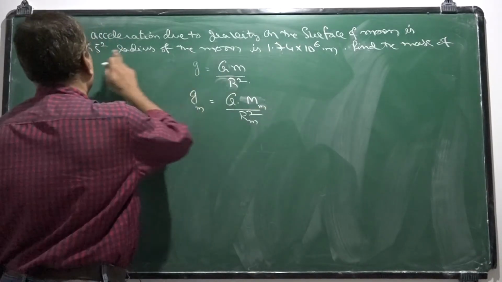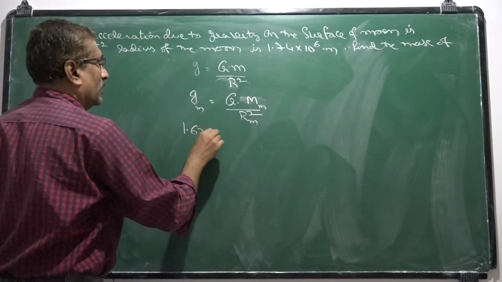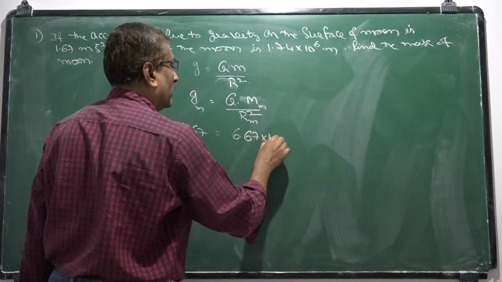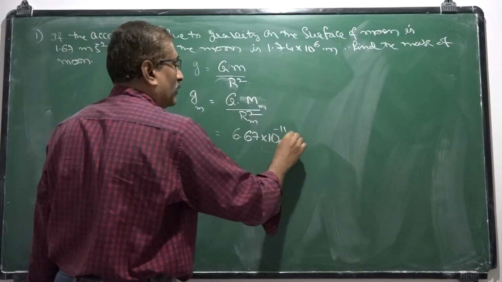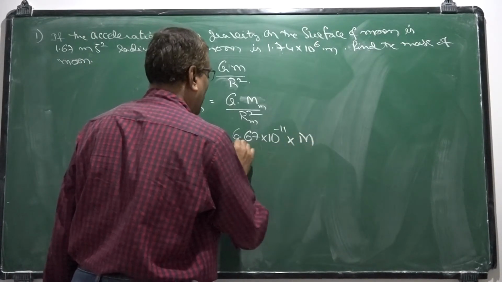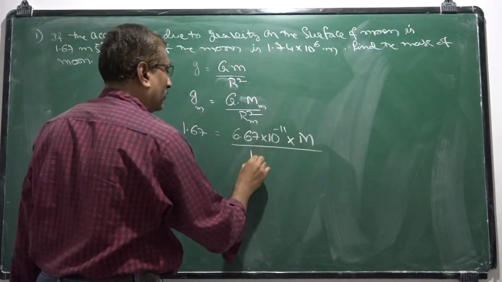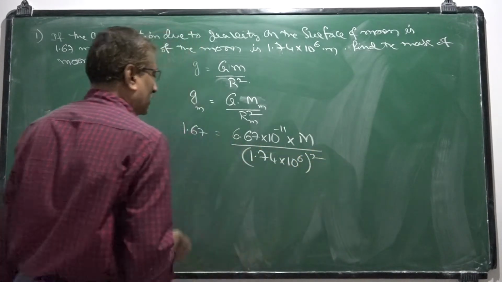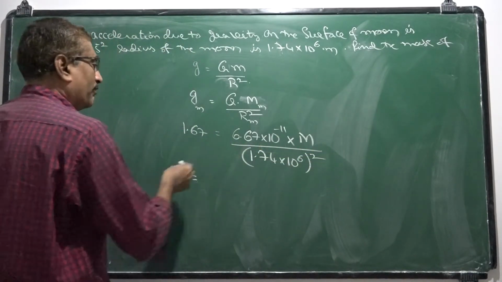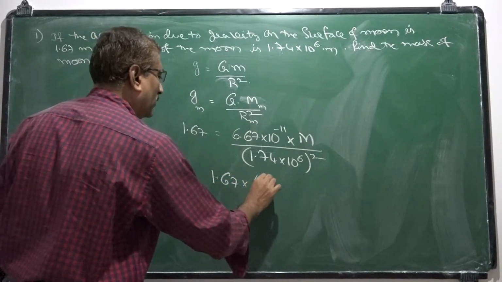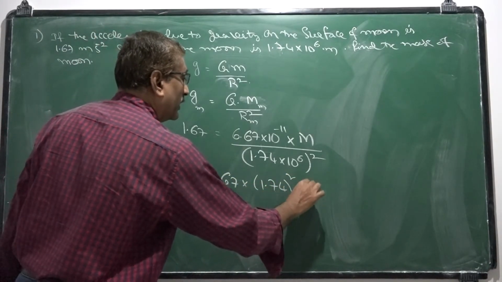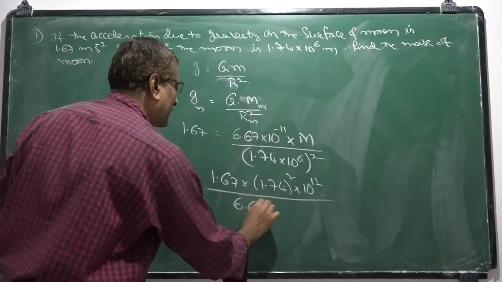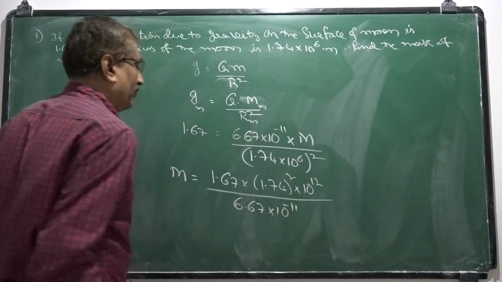Given this g as 1.67 and this G is, as we know, 6.67 × 10 power minus 11, into the mass of the moon divided by the radius of the moon, 1.74 into 10 to the power 6, whole square. So from this, the mass of the moon is 1.67 into 1.74 whole square × 10 to the power 12 divided by 6.67 into 10 to the power minus 11.